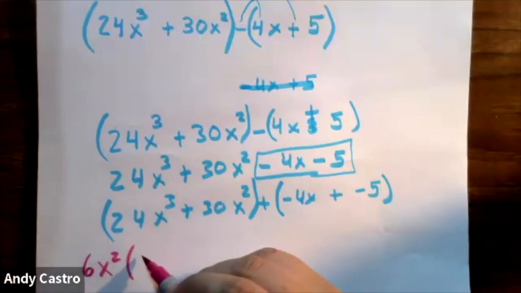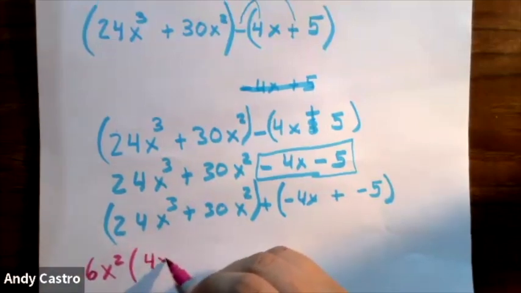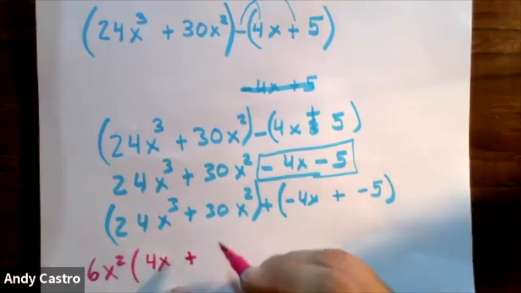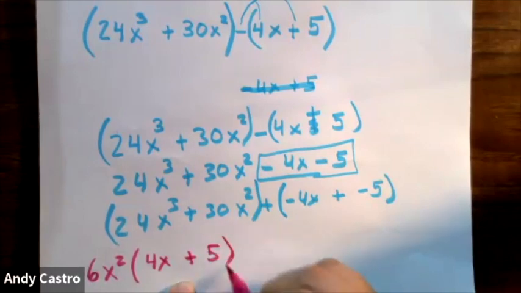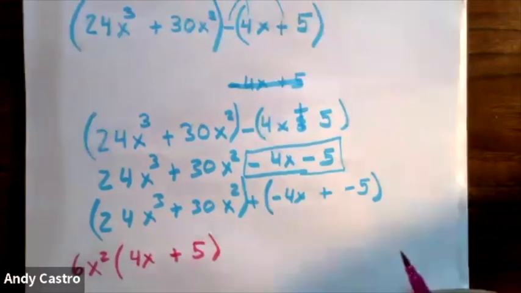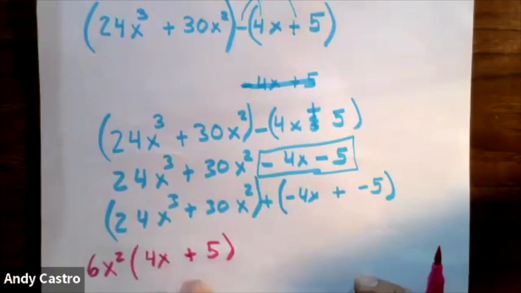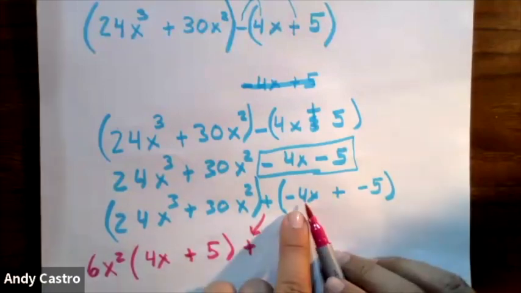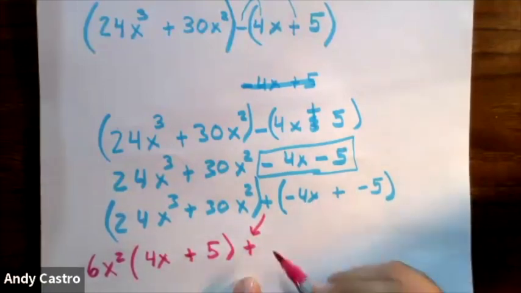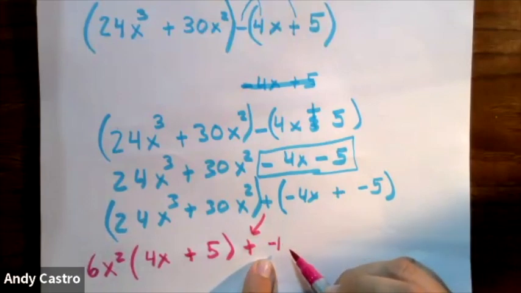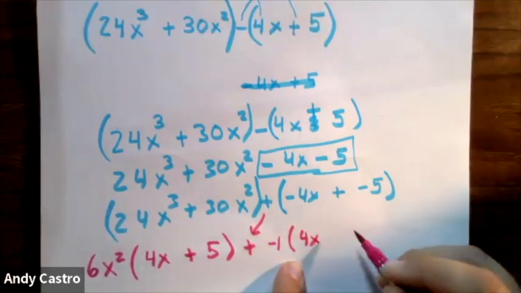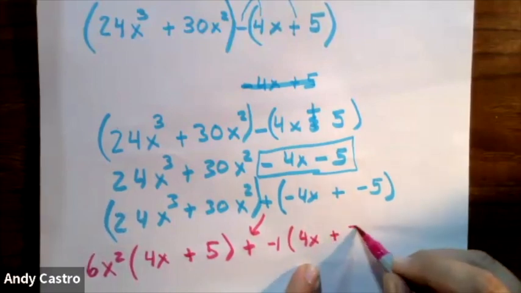So 6 times 4x will give me 24x cubed. And then 6 times 5 will give me 30x squared. 6x squared times 5 is 30x squared. All right, then a plus here. Negative 4x plus negative 5, I could pull out the negative. And this can be 4x plus 5.